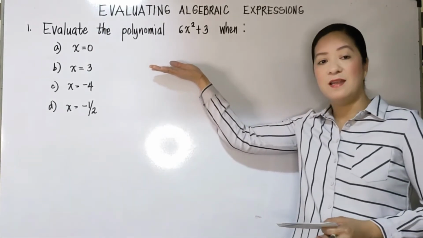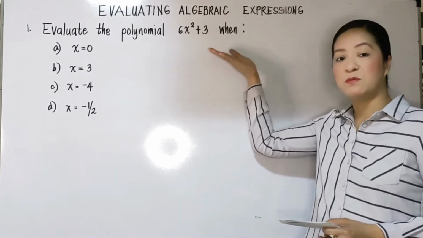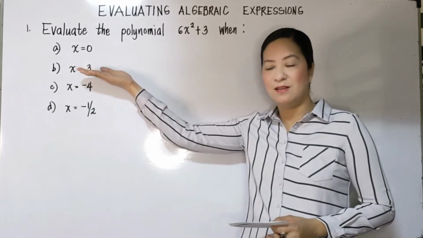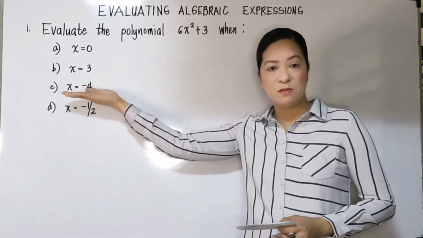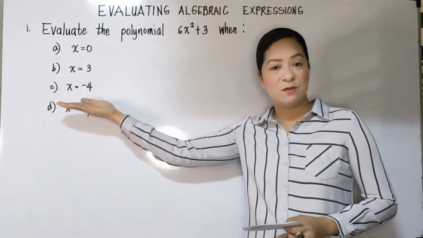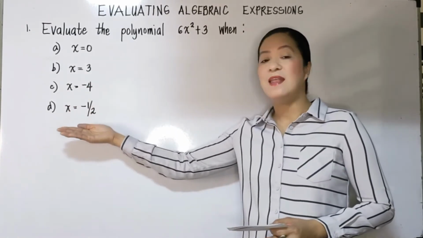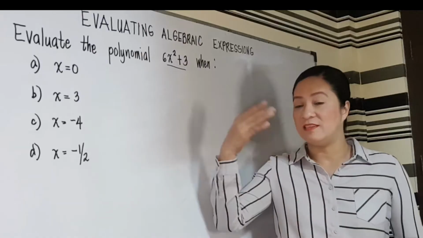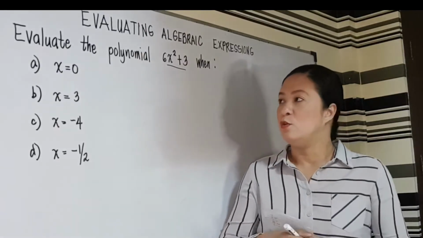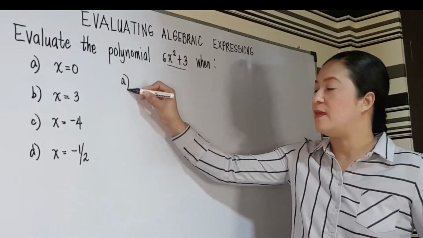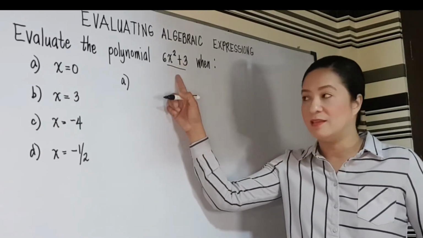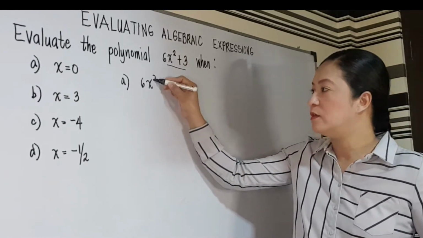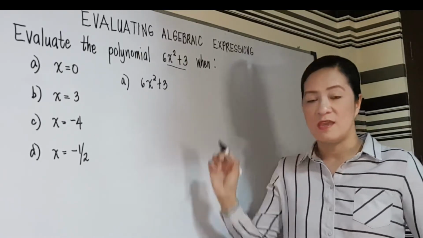Evaluate the polynomial 6x squared plus 3 when x is equal to 0, x is equal to 3, x is equal to negative 4, and x is equal to negative 1/2. This is what you are going to do. You are going to copy the given polynomial that you are going to evaluate. So 6x squared plus 3.